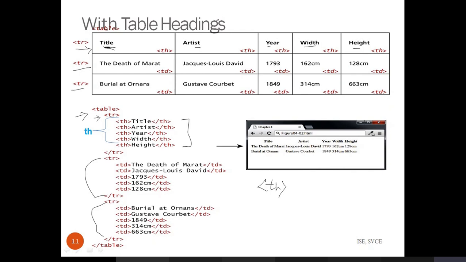Are you getting it, is it difficult to understand? This is just a table similar to the previous table, but here it is with heading. You can see the output here. You are getting the title, artist, year, width and height as a heading. Normally for every table you need to specify the heading, so you need to use the tag th. Within opening and closing you need to specify the heading information for each column.